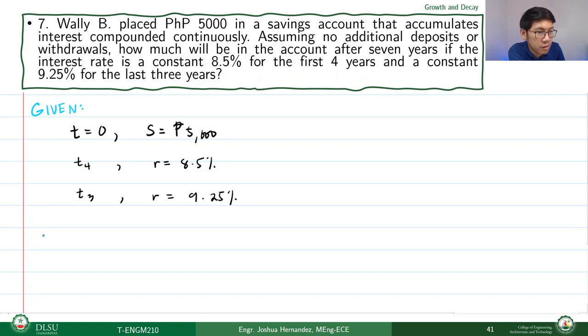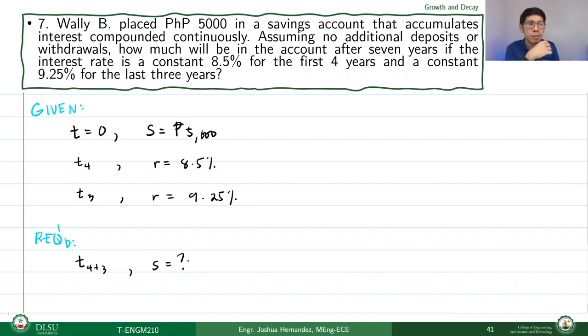Ngayon, ang pinapahanap sa atin ay kung ano yung amount. The question is, how much will be in the account after 7 years if the interest rate is constant 8.5% for the first 4 and 9.25% for the last 3 years? In other words, when T is 4 plus 3, or 7, what will be the amount?